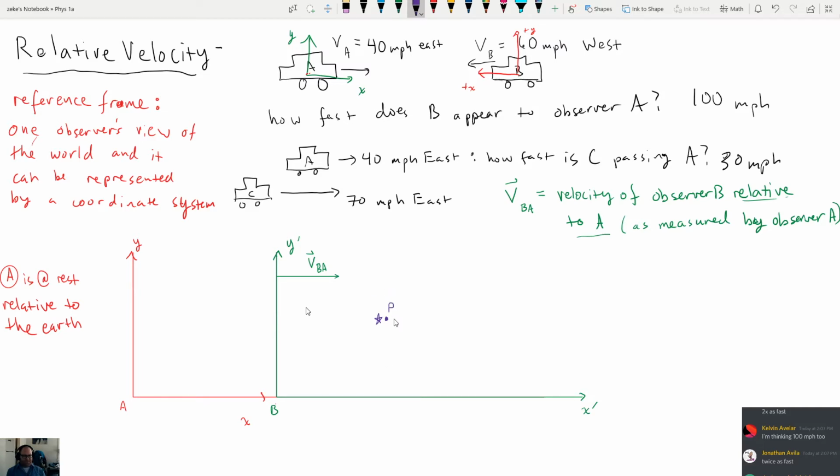So P is something that's happening and it's moving. It could be a shooting star. It could be a plane flying through the sky. It could be really anything. But this thing is something that's moving, okay? So P is another thing that's moving.